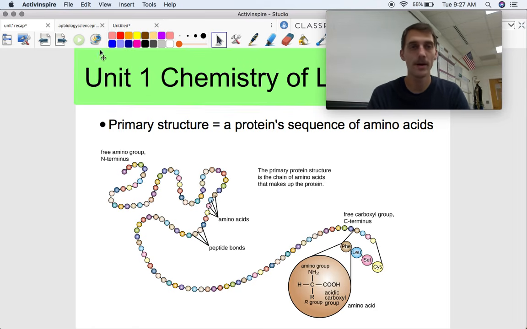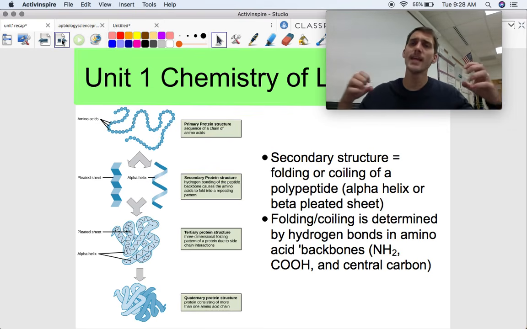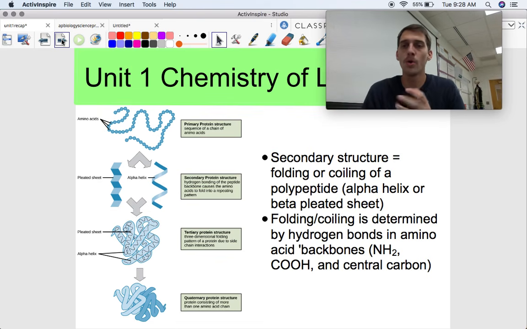That's studying its primary structure, just a sequence of amino acids. Now, if you're studying the secondary structure of a protein, once you get that chain long enough, it starts to fold or coil into what we call an alpha helix or a beta pleated sheet.